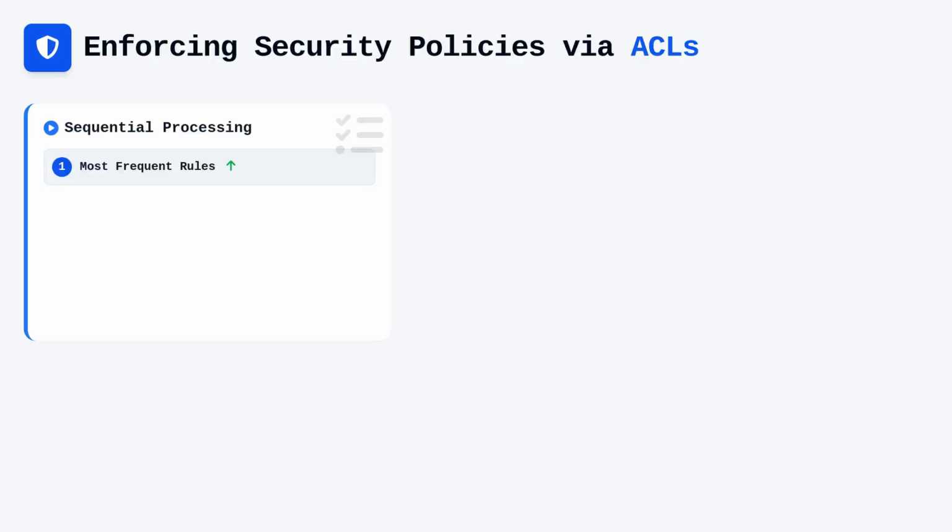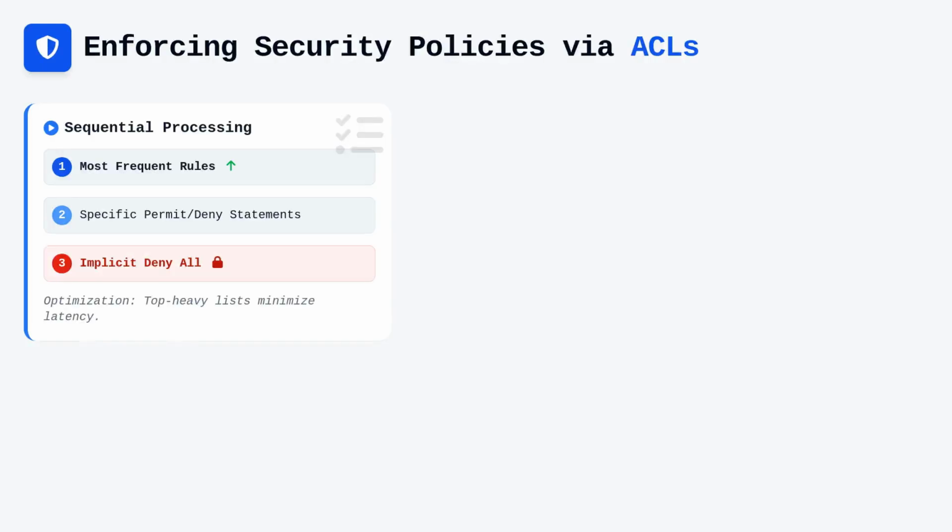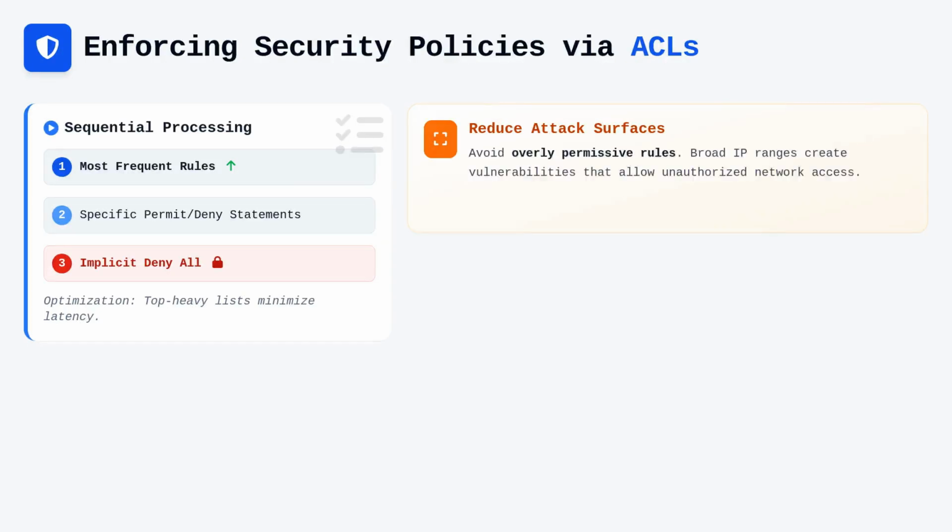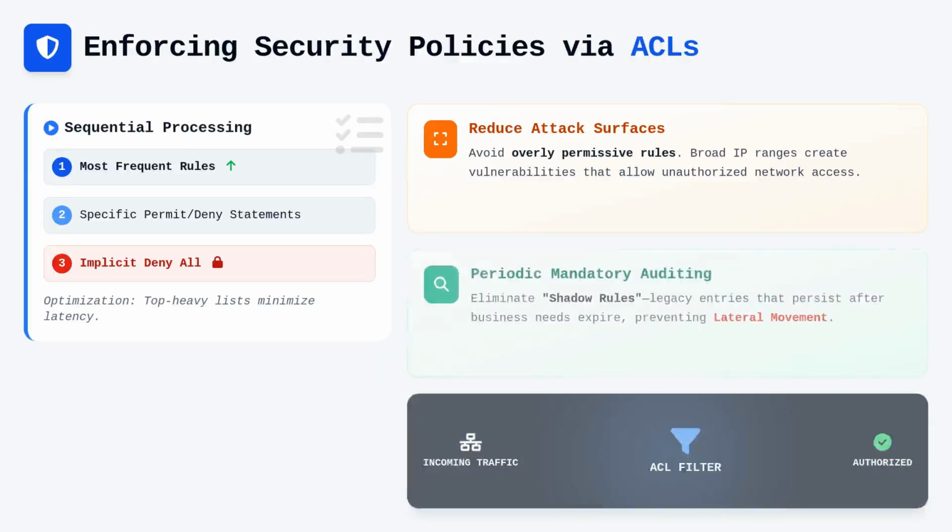A best practice is to place the most frequently matched rules at the top of the list to improve performance and minimize latency, while always concluding with an implicit deny all statement to ensure that any traffic not explicitly authorized is dropped. When managing these lists, it is vital to avoid overly permissive rules, such as broad ranges of source or destination IPs, which create unnecessary attack surfaces within your internal network.